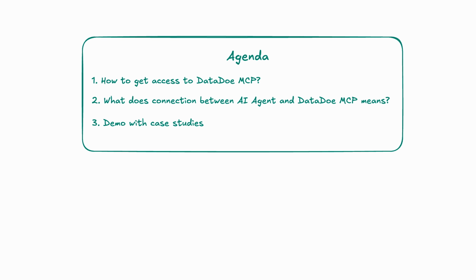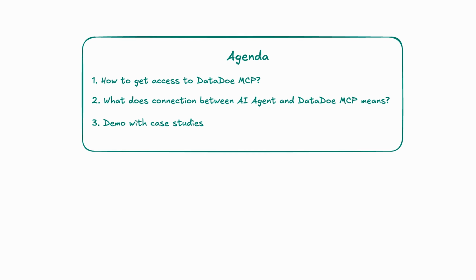Here is exactly what we will cover in this video. First of all, I'll show you how to get access to our DataDoe MCP tool. Then I'll explain what this connection actually means. Instead of spending hours building complex integrations with the Amazon SP API and Ads API, the DataDoe MCP acts as a ready-to-use data layer. It collects, processes, and shares your Amazon data so your AI agent can understand and use it instantly. Finally, we are going to put this to the test.